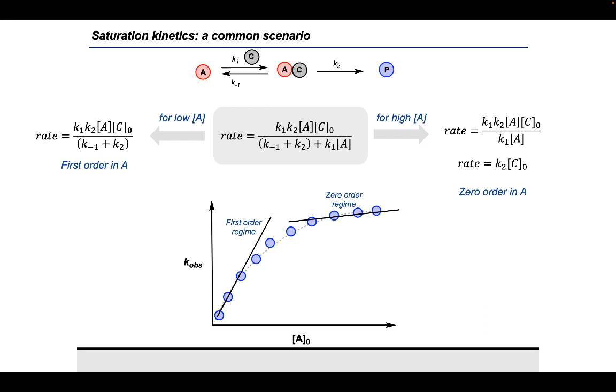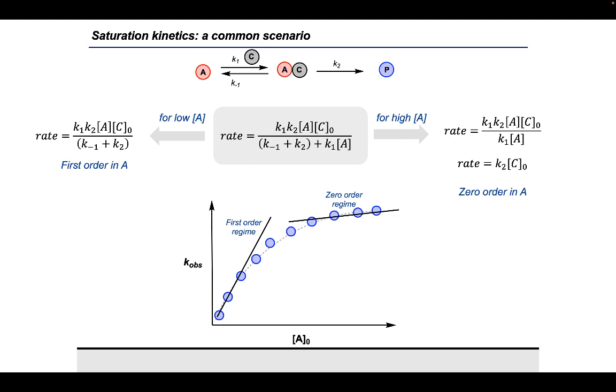Under these conditions, the denominator of the rate expression becomes equal to k1 times the concentration of A. So overall, what this means is that the rate expression reduces to the product of the second rate constant, k2, and the initial concentration of catalyst. So this is a zero order dependence on A. We can appreciate this graphically, coming back to that first plot that I showed earlier.